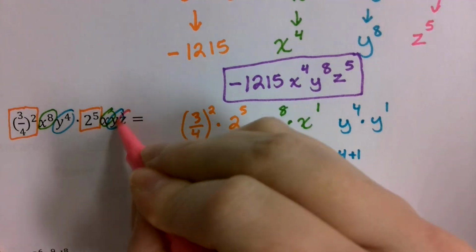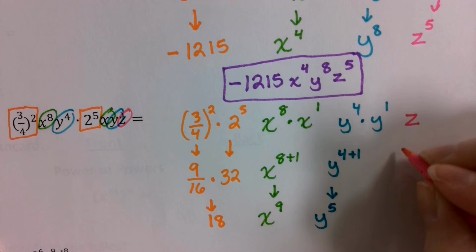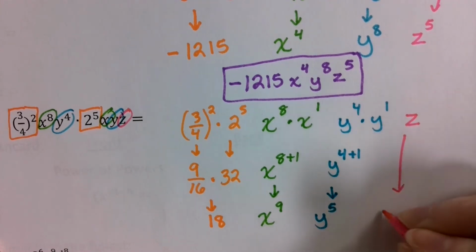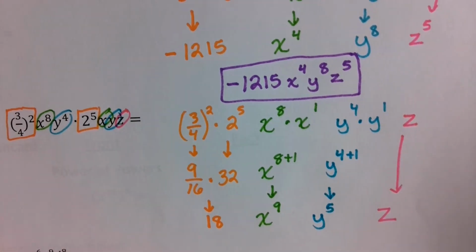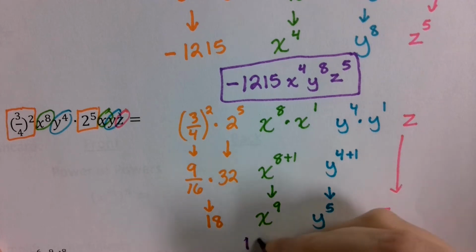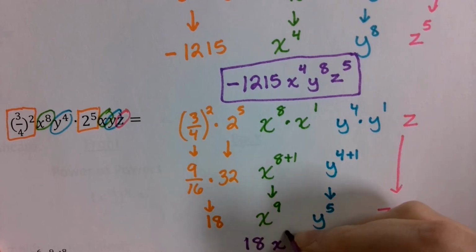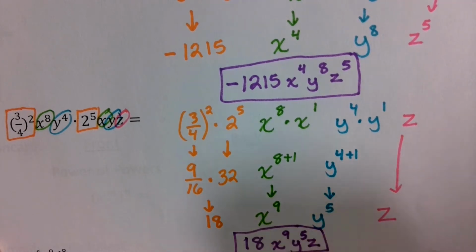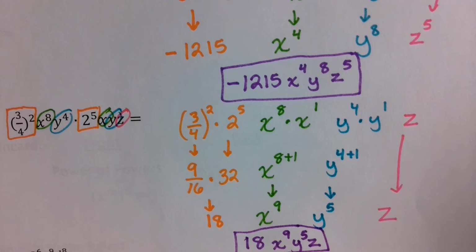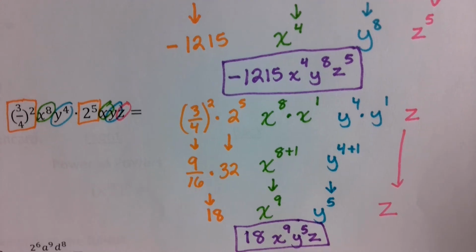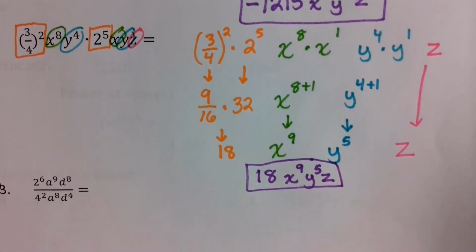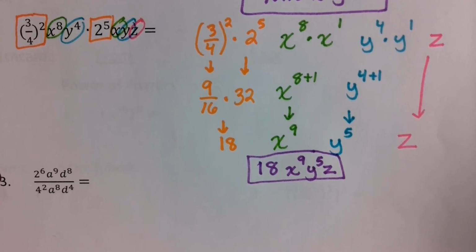And then we have a single z all on its lonesome, and it just comes down as a z. Okay, so when we piece it all together, our final answer is 18 x to the 9th, y to the 5th, z. And again, you don't have to write the exponent. You don't have to put z to the 1st. You just put z. Okay, so those are our product of power rules.